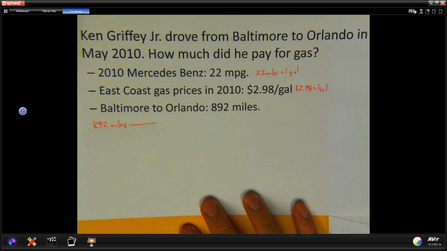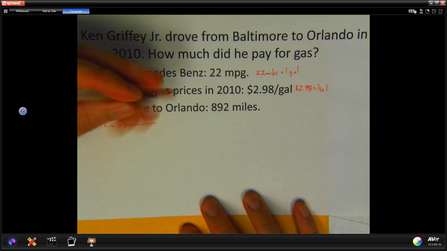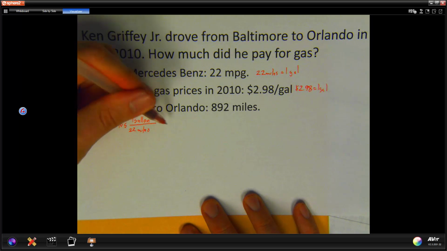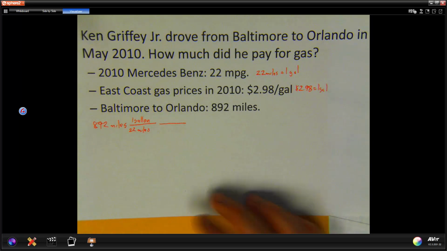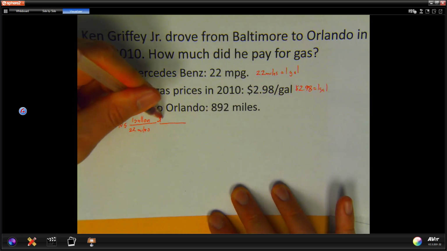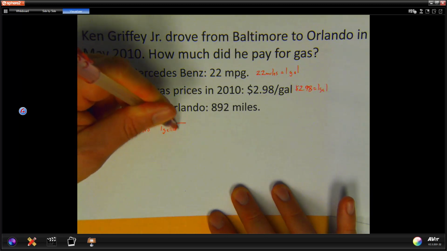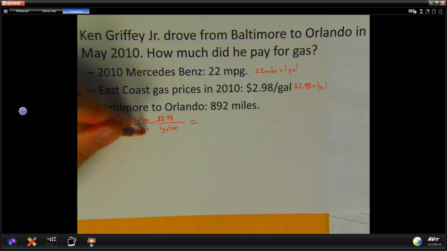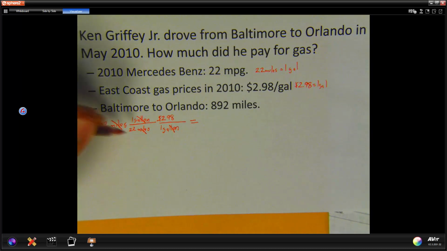So we put 892 miles, and then we look for where do we have units of miles. We see miles are up here. So we put 22 miles on the bottom, 1 gallon on the top. And then we look for where do we have units of gallons. We have gallons here. We put $2.98 on the top, and the 1 gallon on the bottom. Okay. So what we've done is we've let the units tell us how to solve this problem. So the miles cancel and the gallons cancel, so those units are canceling.